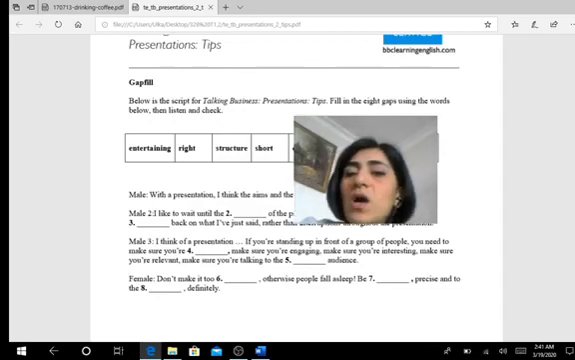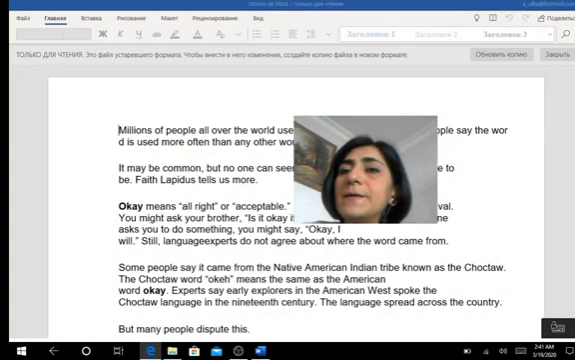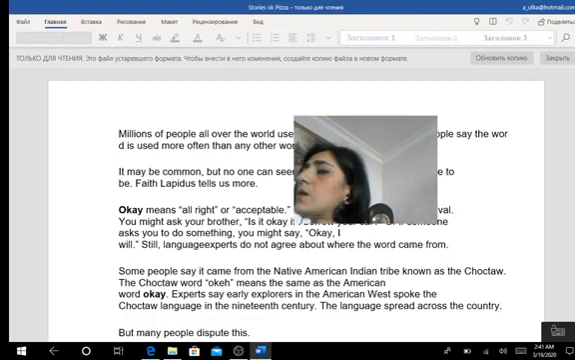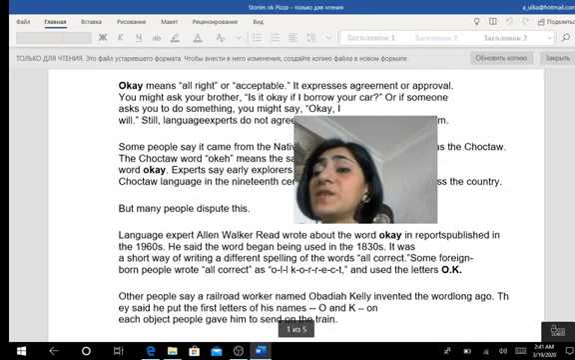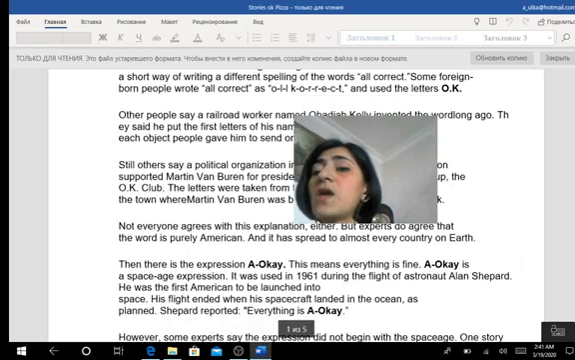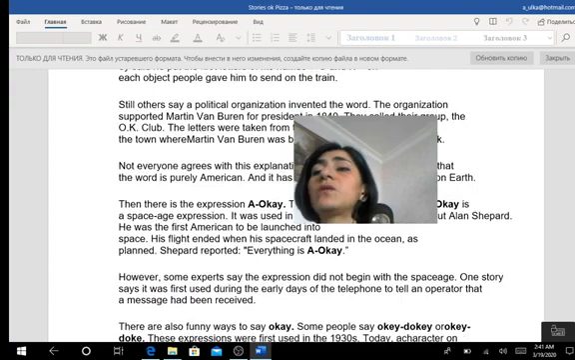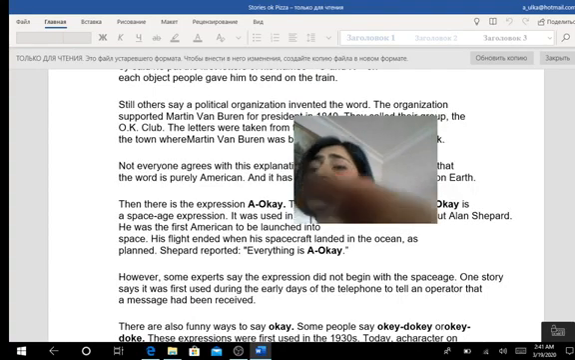Your next one is okay, and some other idioms. There are regions where they come from. It's a very, very interesting text about the origin of these words, about okay. Here you will listen to the recording, but at the same time you have your script, so it's easy.